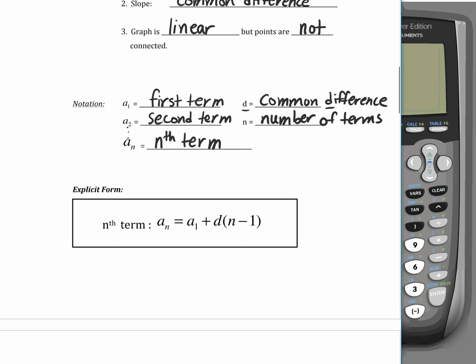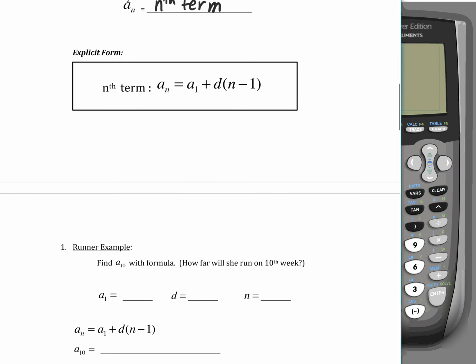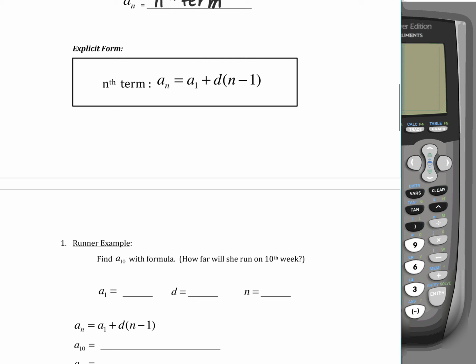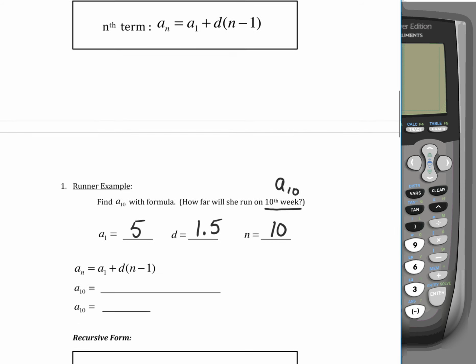We're going to go back and do an example using that formula that we've already done, where we wrote out the whole sequence. We're going back to the runner example. So in the runner example, the first week, the runner ran 5 miles. That is our first term. Then the runner increased how much she ran each week by 1.5 miles. That's the constant rate of change, which is the D, also slope if we're talking about a line. And then we wanted to know how far she ran on the 10th week. So that's really like saying A10, or N is equal to 10 in this case.